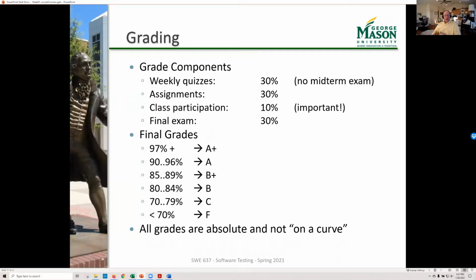So the grades here. 97 and up, that's an A+. 90 to 96 is an A. You can read this as well as I can. You'll notice that I do pluses, but I don't do minuses.